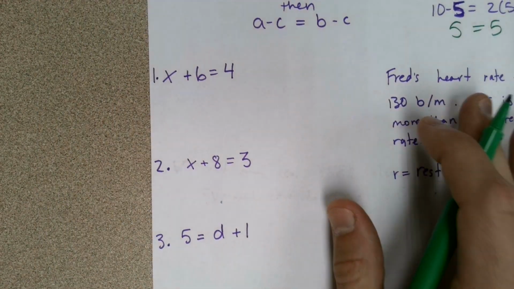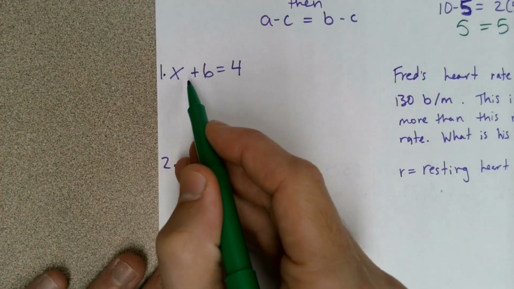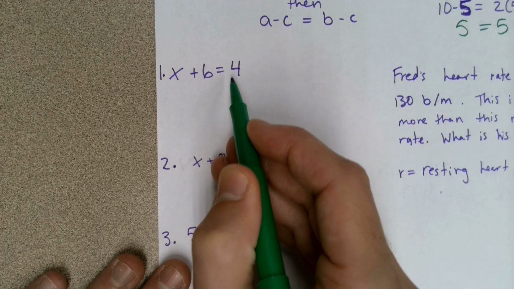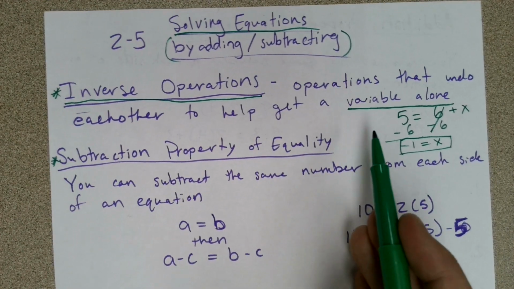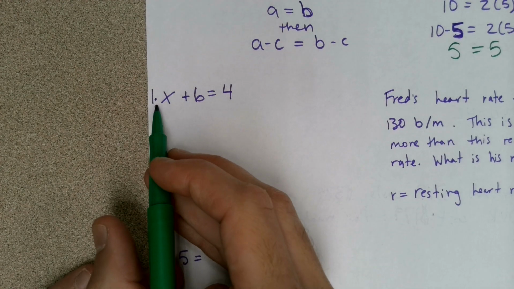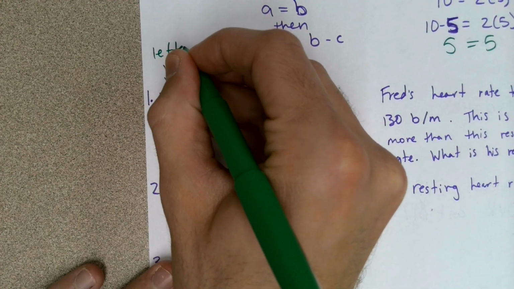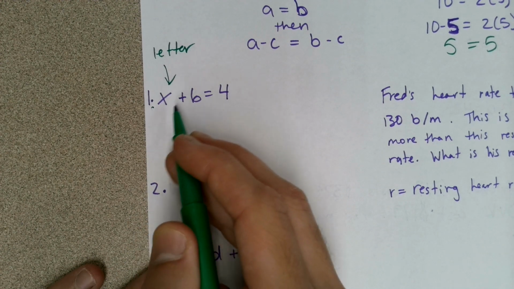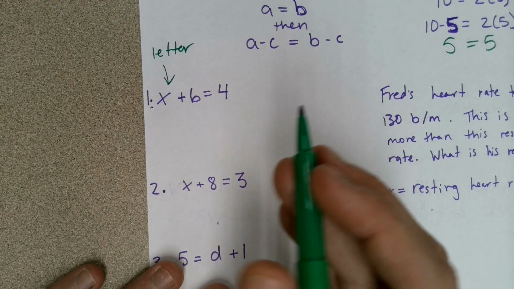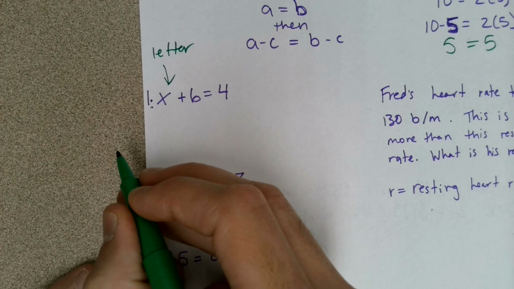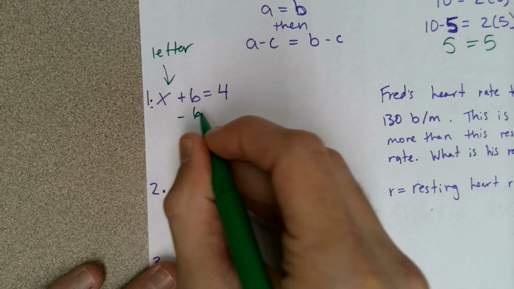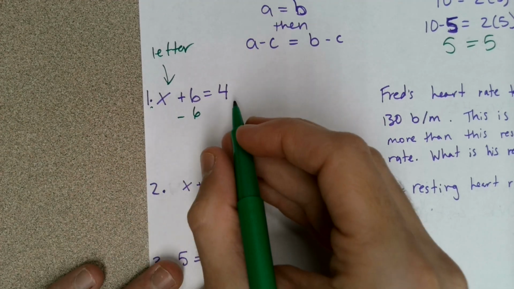So let's look at this first problem here. We have x plus 6 equals 4. We're going to do an inverse operation to try to get the variable alone. Our variable here is our x. Remember, our variables are our letters. In order to get this by itself, we have to get rid of this 6. So we're going to do the inverse operation. Instead of plus 6, the inverse of that would be minus 6. Whatever we do to one side, you have to do to the other.